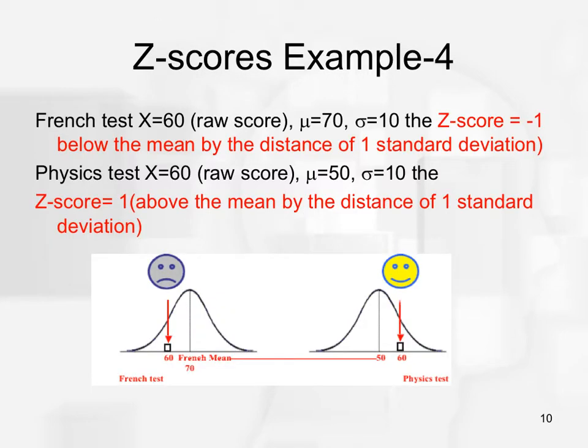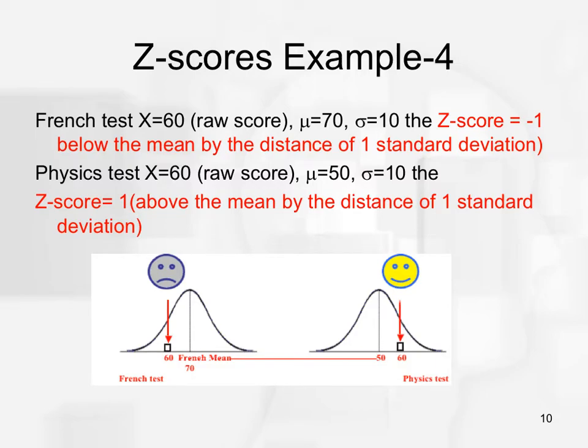Okay, so if we compare the two, what we see is that for the French test, we got a negative 1, which means you're below the mean by the distance of 1 standard deviation. And for the physics test, you're above the mean by 1 standard deviation. So this shows us how we can compare two scores that were measured on two different metrics and find out how well you did. This is our example of showing you how we can compare two scores measured on two different metrics by converting them both to z-scores.